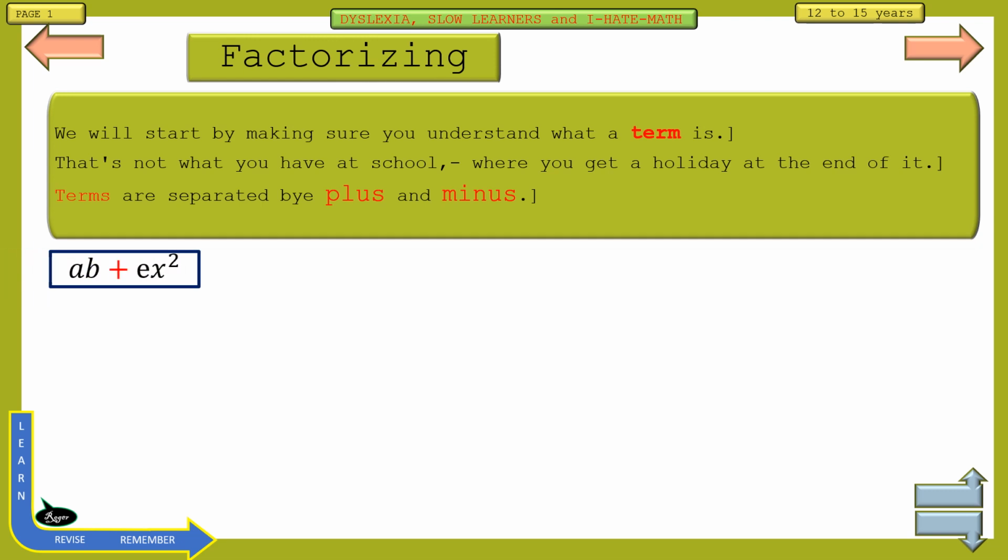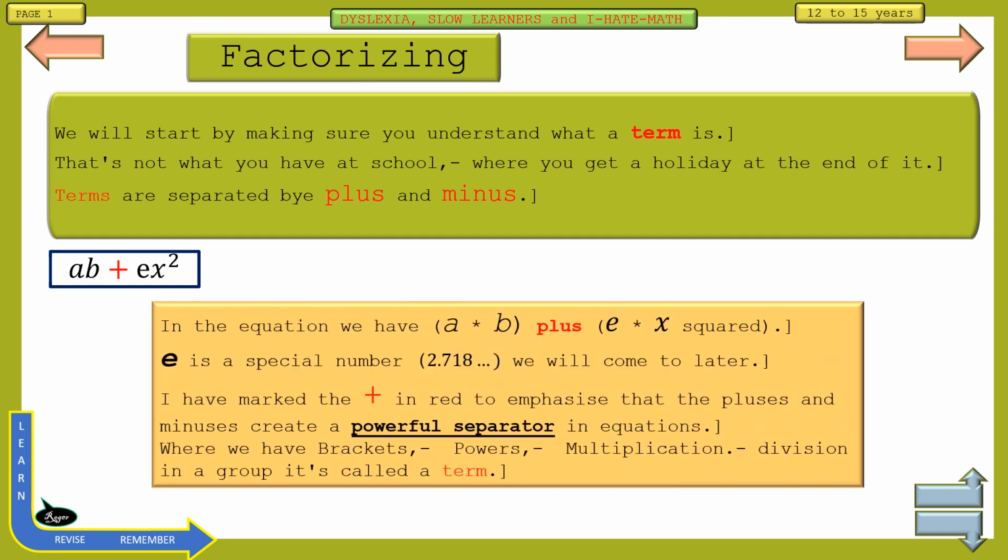Look at this equation and notice the plus sign is in red. In the equation we have a times b plus e times x squared. E is a special number. It's 2.718 and then the rest goes on and on and on forever. We will come to that later. I have marked the plus in red to emphasize that pluses and minuses create a powerful separator in an equation.